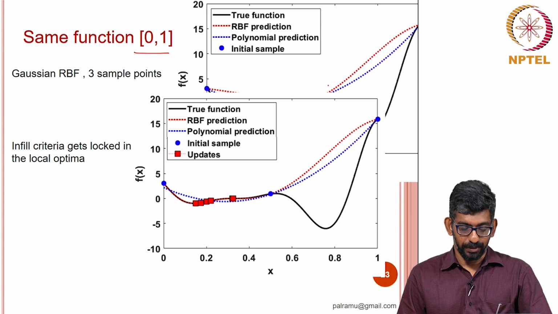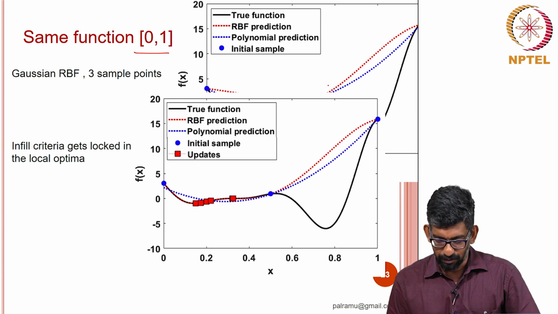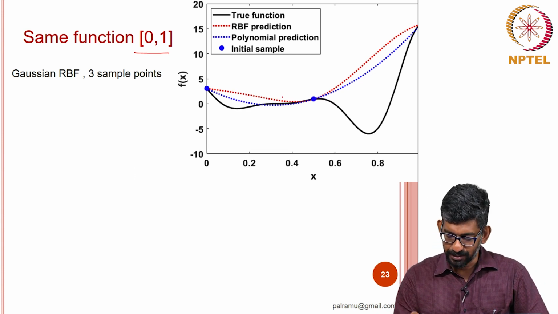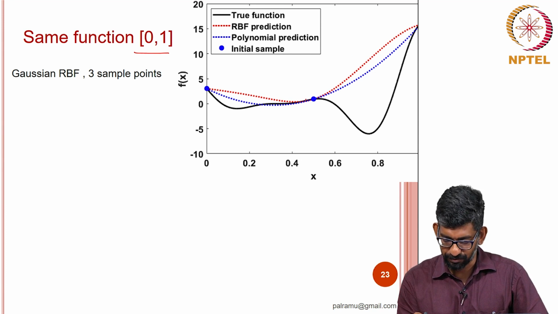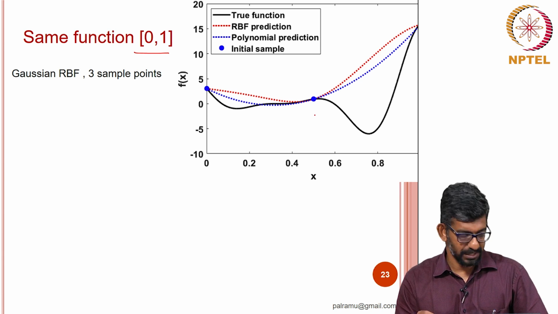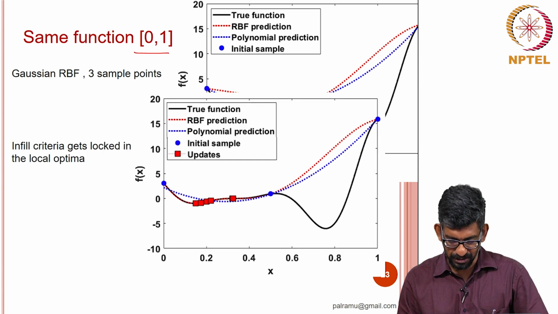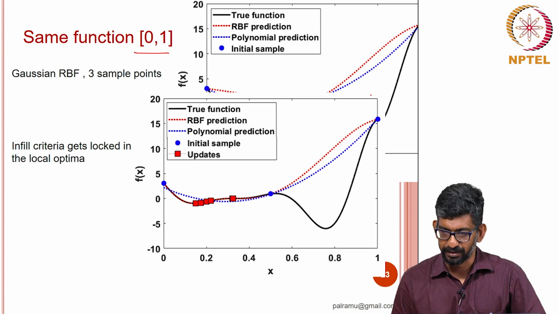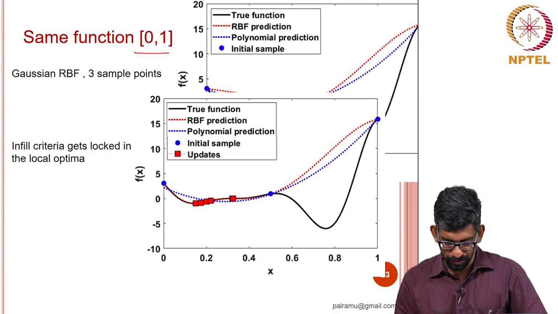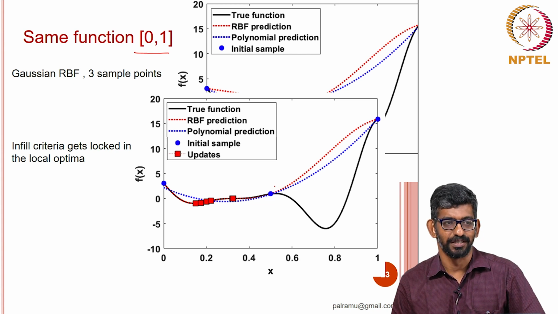Now, as per our infill criteria, we run an optimization on these and find the optima. For the RBF it would have been here, for the polynomial it would have been here, and I put infill points around those locations and update my sample. And this is what you can see, that the RBF beautifully captures this part, but completely loses this part.